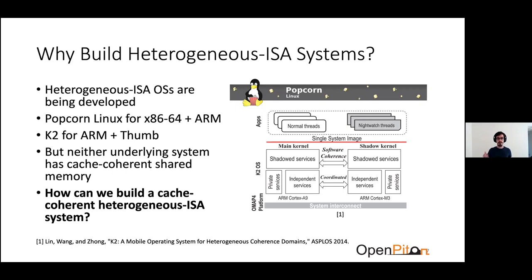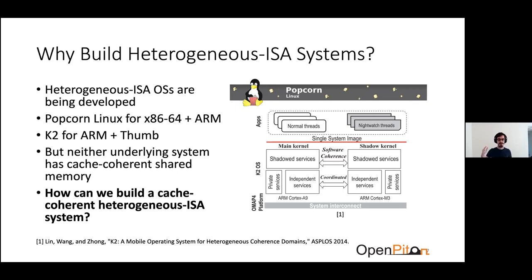And then K2 is another example where they used an OMAP processor, and this had ARM cores and it had Thumb cores. And it was actually really cool. They were able to build kernels that could share data structures across the 2 ISAs because those ISAs came from the same company.